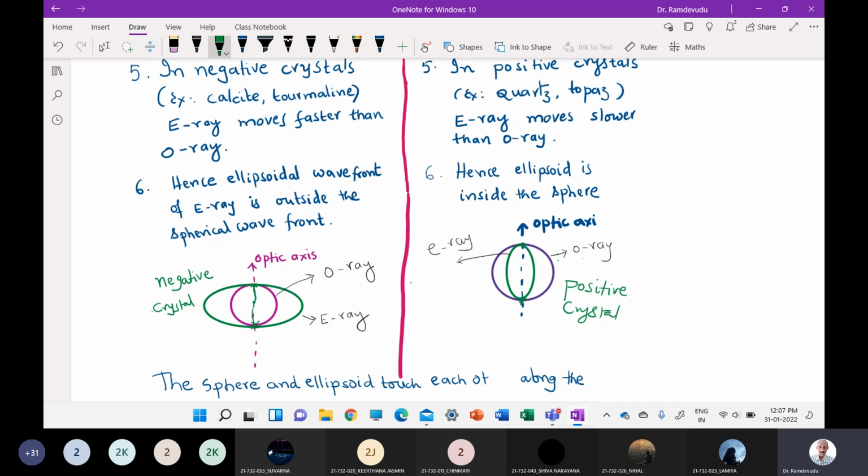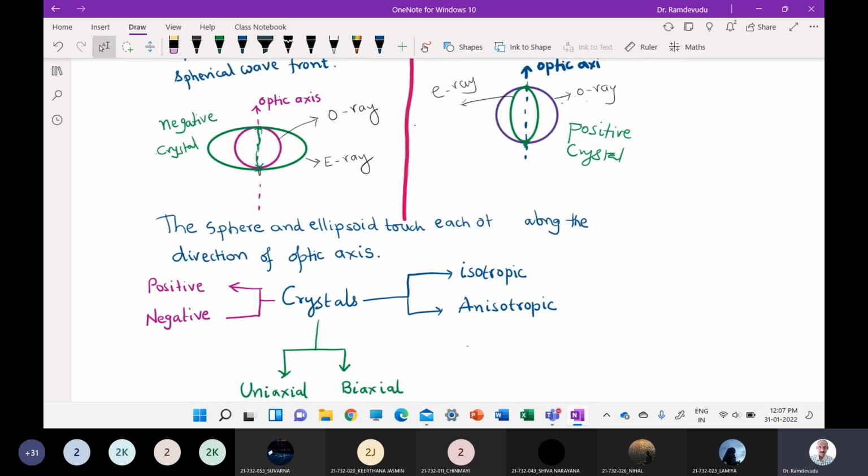Here, they are touching each other. This is the optic axis direction. Here also, this is the direction of the optic axis. Therefore, they are touching each other. Hence, we say that the sphere and ellipsoid touch each other along the direction of the optic axis.